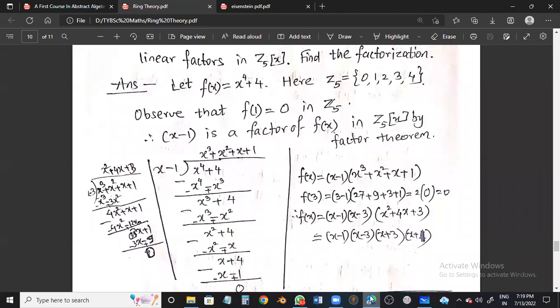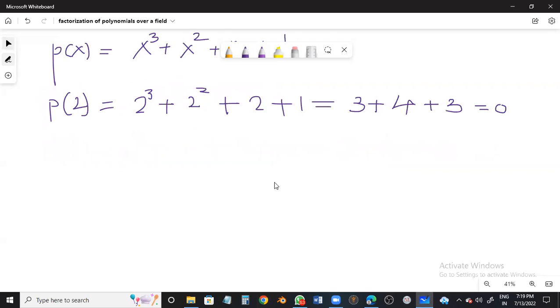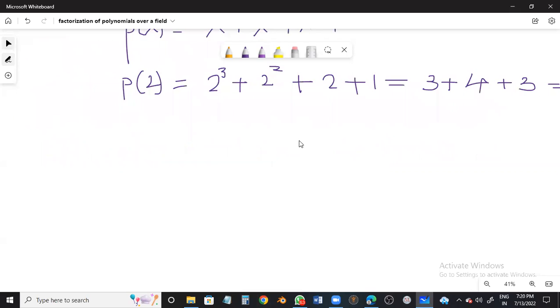Just a minute, x cube plus x square plus x plus 1. Yes, 2 cube, 2 cube is 8. 2 square is 4, 2 plus 1. Okay, so I got 3 plus 4 plus 3. So I got a 0. Yes. So if I start with x minus 2, I should be able to complete the division.